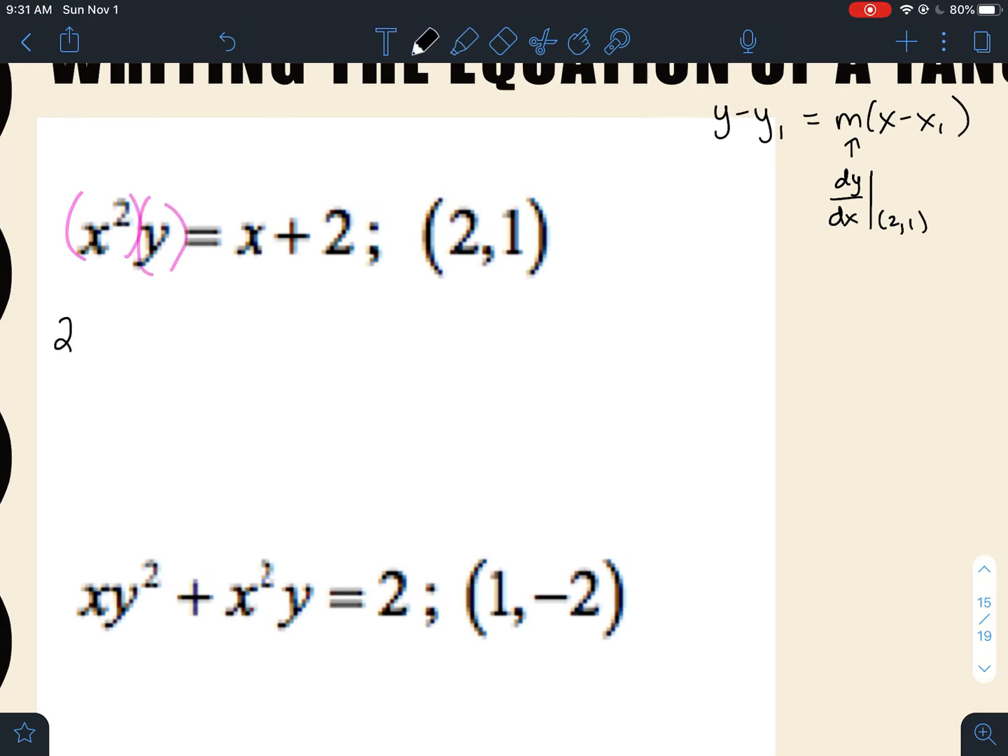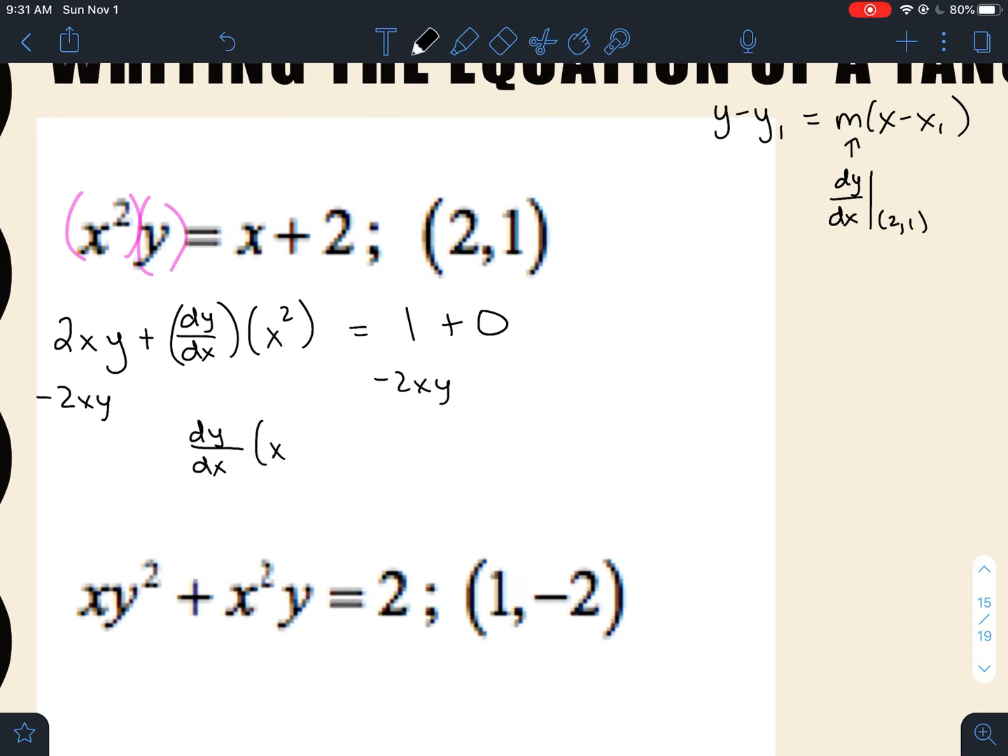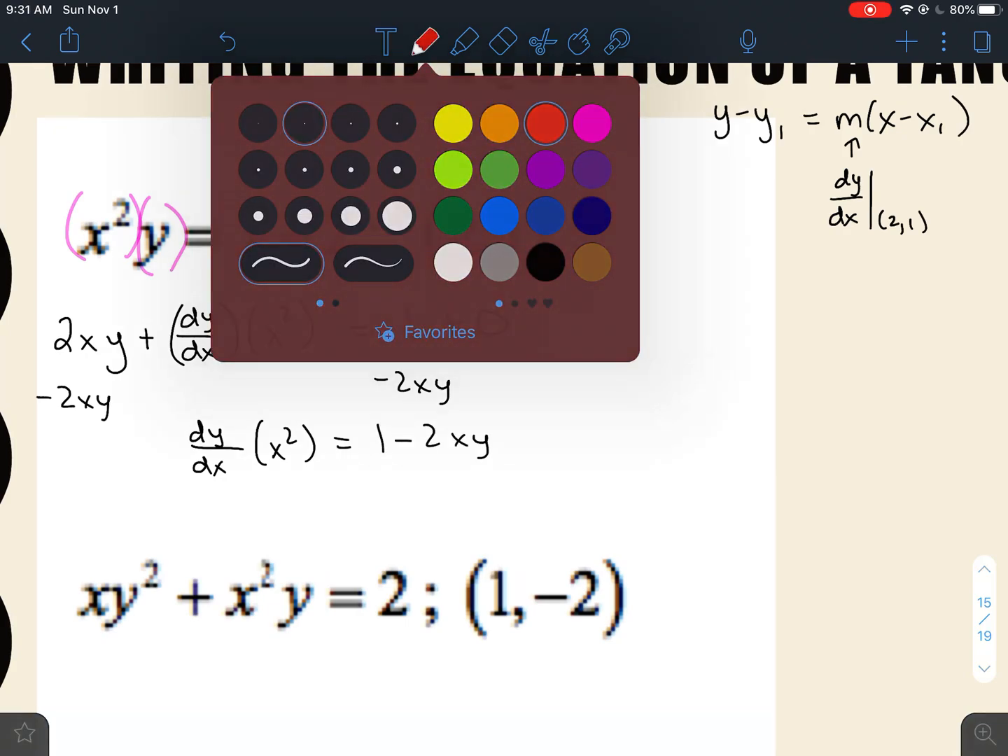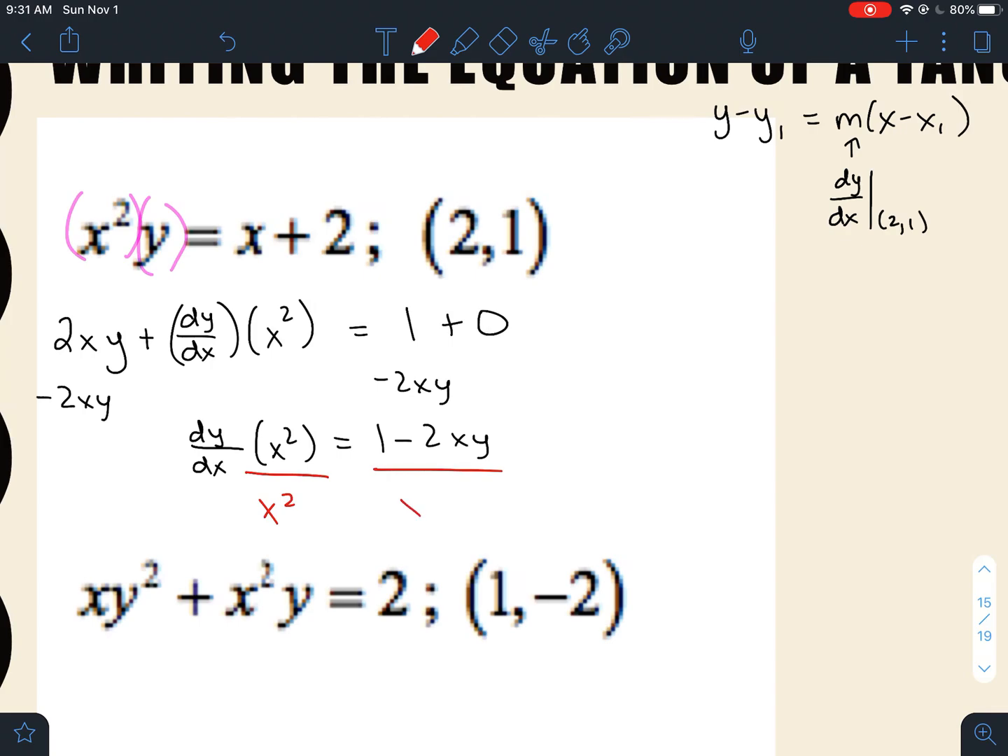I'm going to use product rule because it's x squared times y. So the derivative of the first is 2x times, leave the second alone, so 2x times y, plus the derivative of the second is dy/dx times, leave the first alone, x squared, equals the derivative of x is 1 and the derivative of 2 is 0. I want to get the dy/dx by itself, so I'm going to subtract 2xy from both sides. So I have dy/dx times x squared equals 1 minus 2xy.